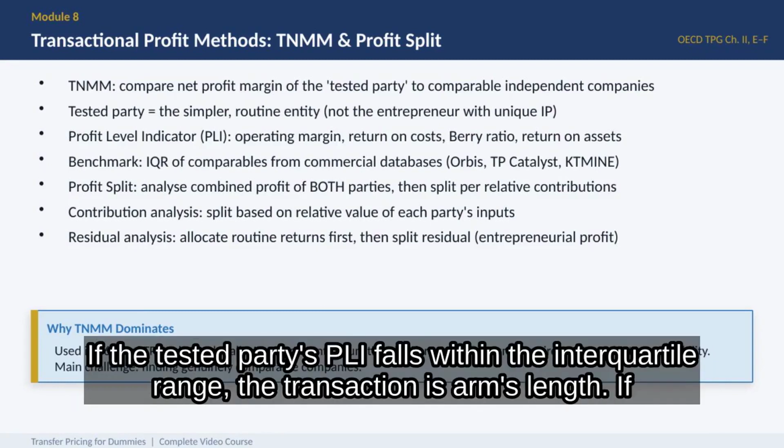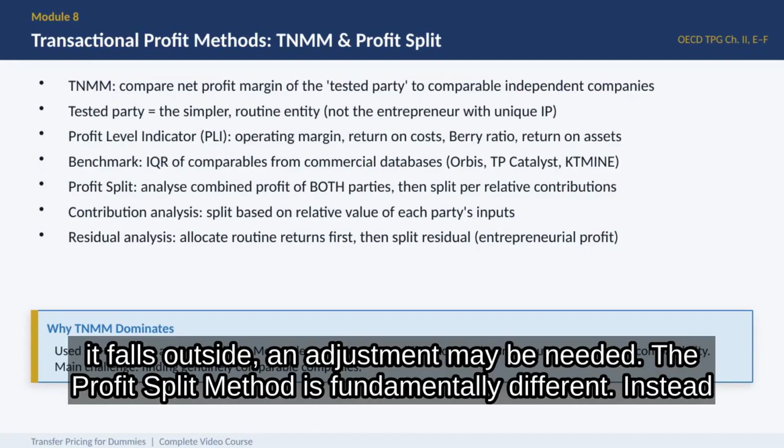If the tested party's PLI falls within the interquartile range, the transaction is arm's length. If it falls outside, an adjustment may be needed.